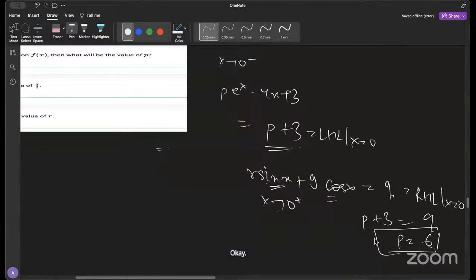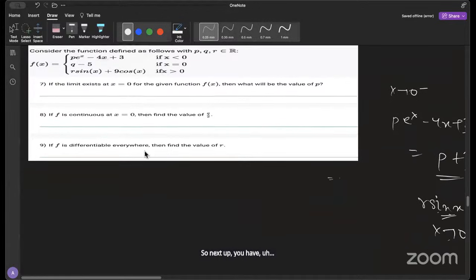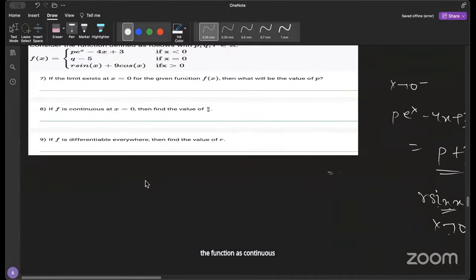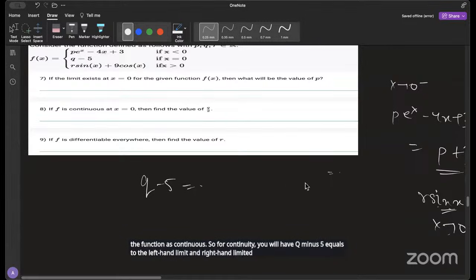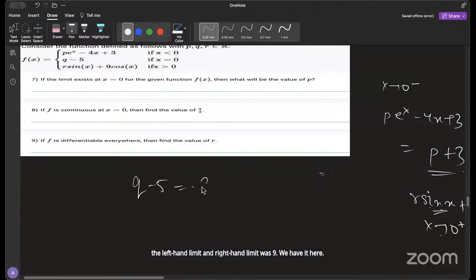Okay, ma'am. Okay. So next up, you have the function as continuous. So for continuity, you will have q minus 5 equals the left hand limit and right hand limit at 0, right? The left hand limit and right hand limit was 9. We have it here, 9. That means your q should be equal to 14.